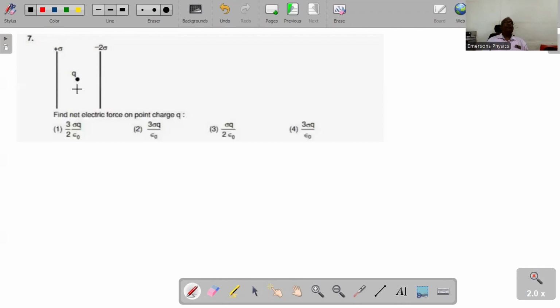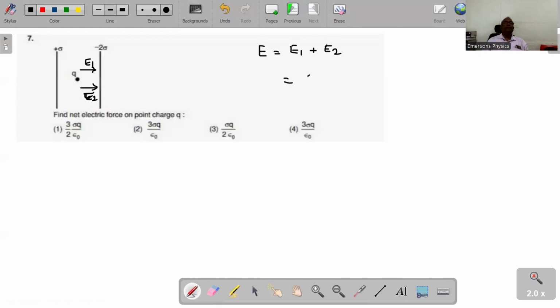We know the electric field due to plus sigma is, this is Q and positive, so the direction of the electric field is, let us assume it as E1. This is the electric field at this point. What about this? This is minus, and here also the same electric field, but the value is E2. It's a vector quantity, so we have taken the direction because positive charge is attracted towards a negative plate. So the net electric field at the point is E1 plus E2.